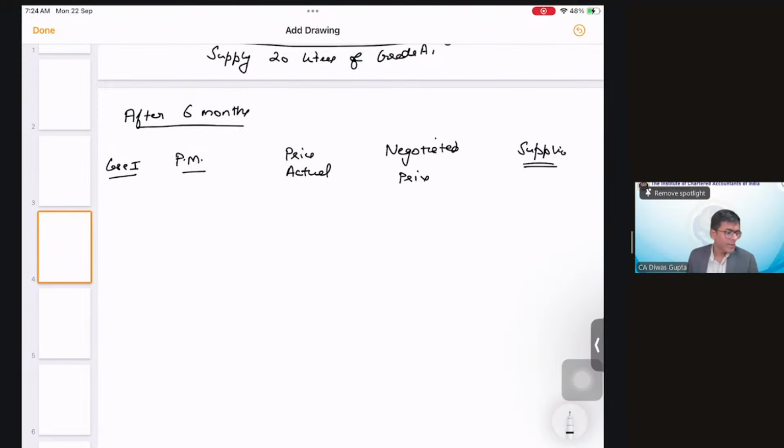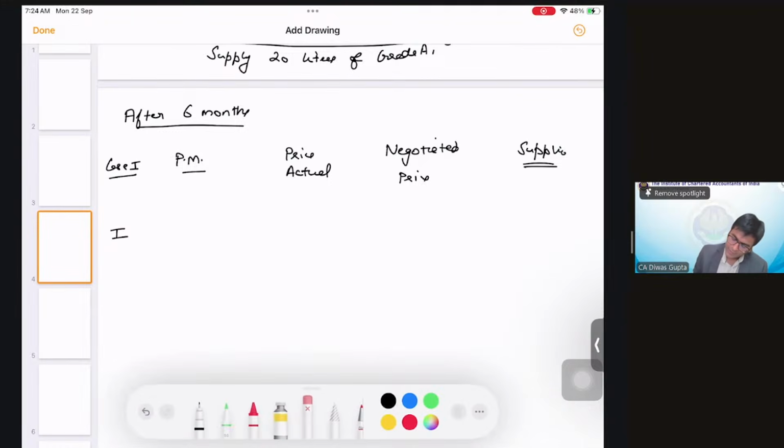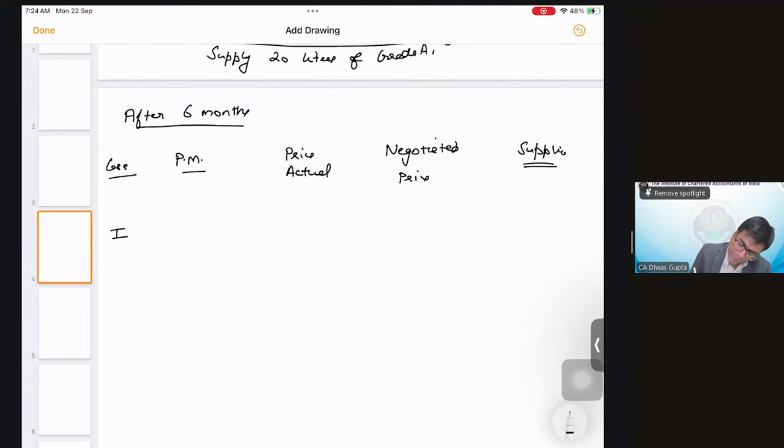Case 1. Let me write case 1 here. These are the different cases. In case 1, the actual price turns out to be 115. Now students, please focus. The actual price in the market after 6 months becomes 115. The negotiated price was how much? 110.